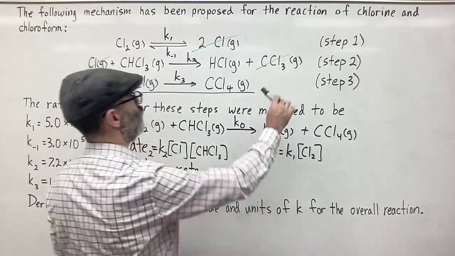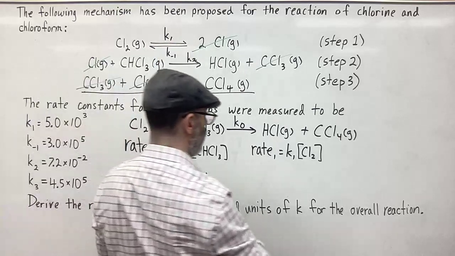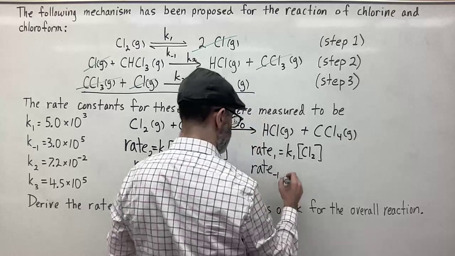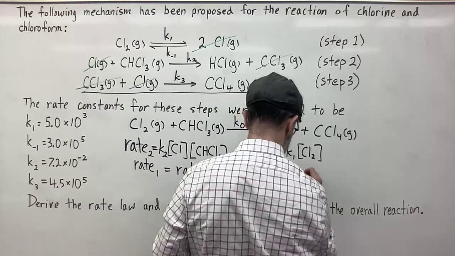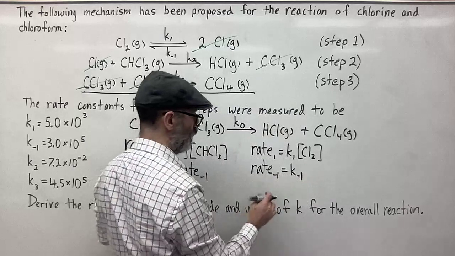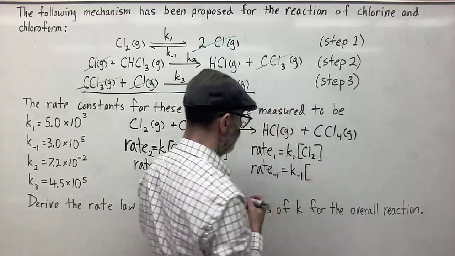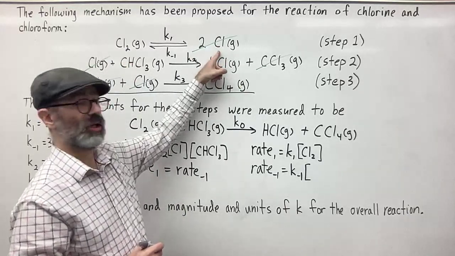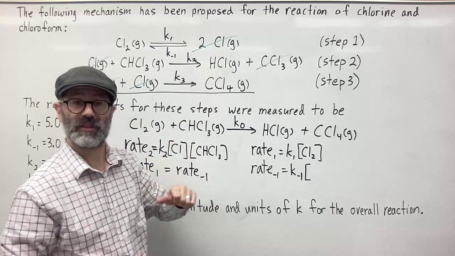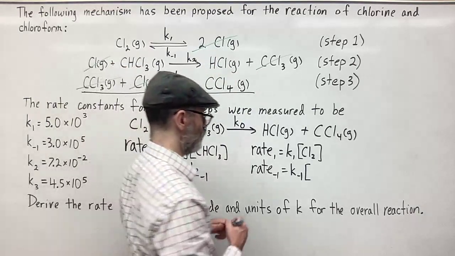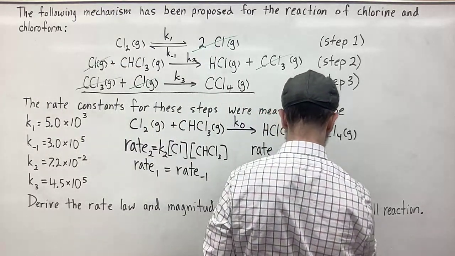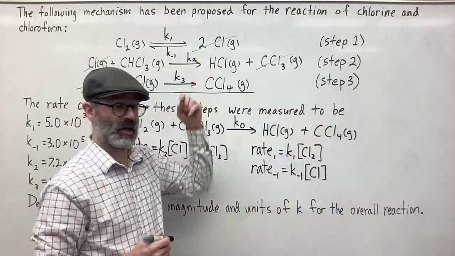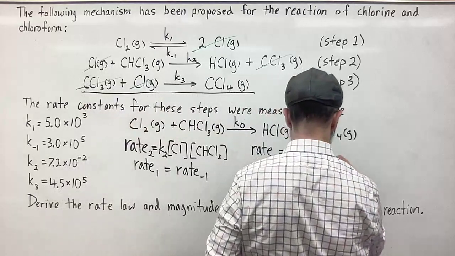And the rate law for the reverse reaction works the same way. So we write the reverse reaction, the rate negative 1, is going to be equal to K negative 1 times the concentration of its reactant. Since we're moving this way, Cl is the reactant going in the reverse direction. So that's going to be the concentration of Cl. But we have a 2 coefficient here, so that means we're going to have a square here.